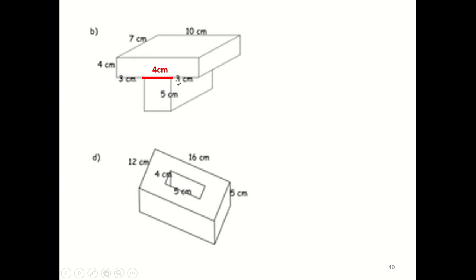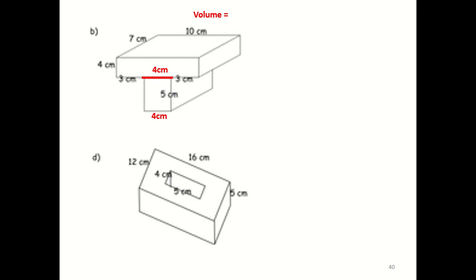3 plus 3 is 6. It simply means that the middle part will be equal to 4 centimeters. I need this part to get the length, or simply the width or the breadth, of the bottom rectangular prism, and that will be 4 centimeters.